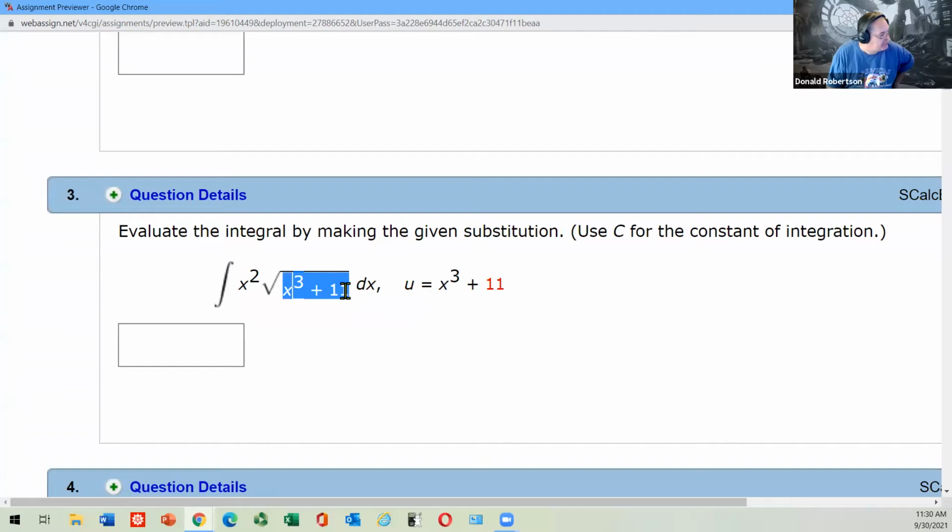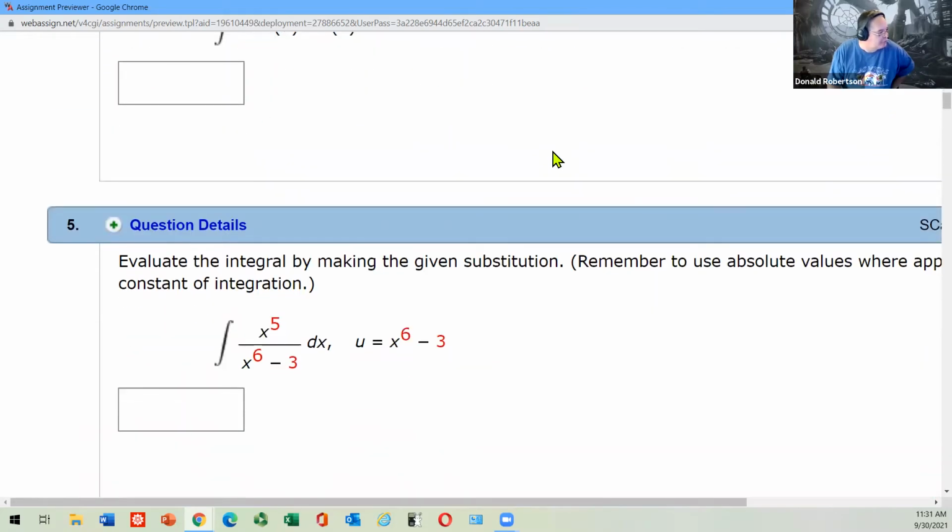You see this guy inside the square root? Make him your u sub. So whenever you're doing an integral and there's a square root, and inside that square root there's something ugly, you know, x cubed plus 1, 1 plus sine x, anything that's not x essentially, that's a good candidate for your u sub. 90% of the time that's going to work.